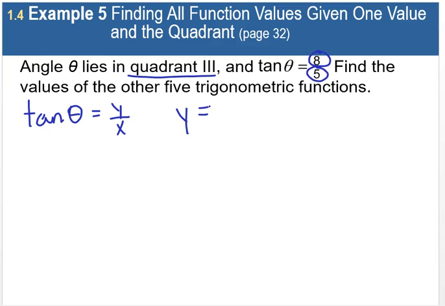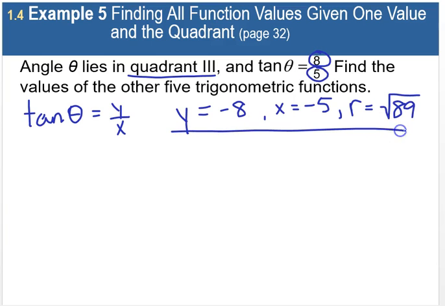All your x and y values are anyway. So y is -8, x is -5, and if we plug it into that formula, the square root of x squared plus y squared, that is what r is going to equal to, and r is equal to, let's see, the square root of 89. There we go. So having these 3 things figured out now, that's what you need to do from the beginning. Just figure out what is y, x, and r.